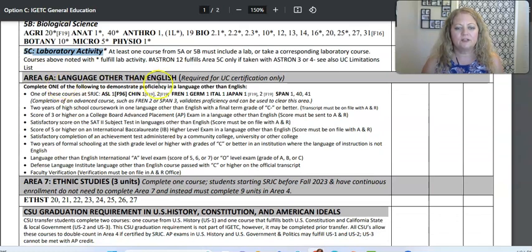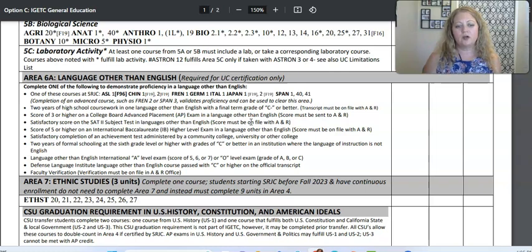Area 6A is your language other than English. This is required only for the UC and not the CSU. So there are several ways that you could meet this. You could take a class at SRJC. Maybe you took that AP Spanish. That's going to meet that requirement. If you did 2 years of high school coursework in another language and your final term grade was at least a C minus, then that's fine. You couldn't have had a C minus in one and then you took it again and got a D. That wouldn't work. You'd have to take a class.